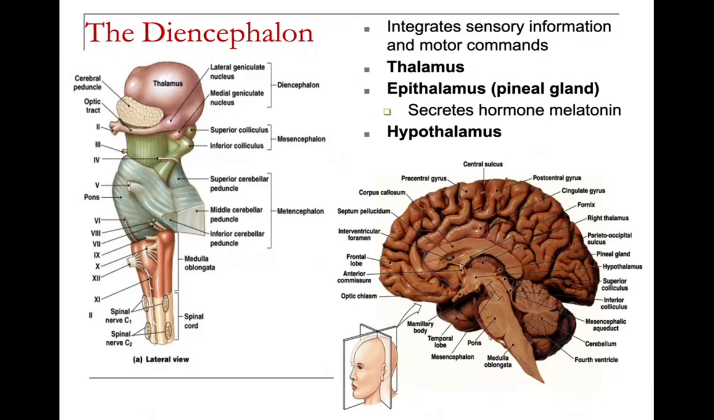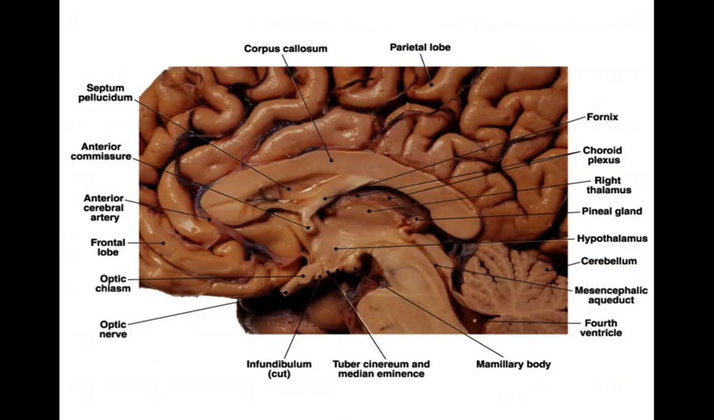Our diencephalon is going to integrate sensory information and motor commands. This is going to include the thalamus, the epithalamus, which is also called the pineal gland. This will secrete melatonin, and the hypothalamus. Now, here's some more pictures of the brain.